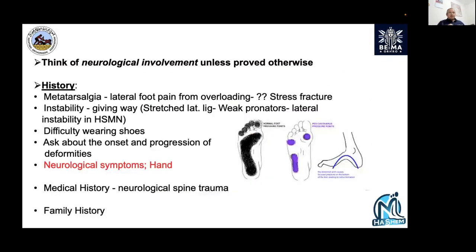And once you see a pes cavus, you have to think about neurology. This is very, very important. There is no option, even if you are sure this cavus is idiopathic. Again, you have to exclude the neurological causes. A lot of neurological causes can cause pes cavus, and we'll go to this in a minute.